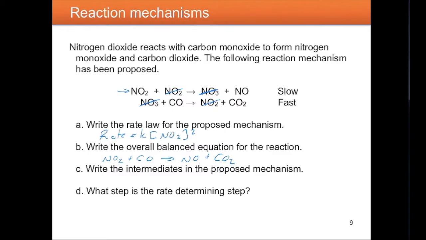Write the intermediates in the proposed mechanism. Well, we have only one in this case, actually. We have NO3 as an intermediate. Remember, an intermediate is something that is produced and then used up. And then what step is the rate determining step? Well, we know it's a slow step, so it must be step 1.